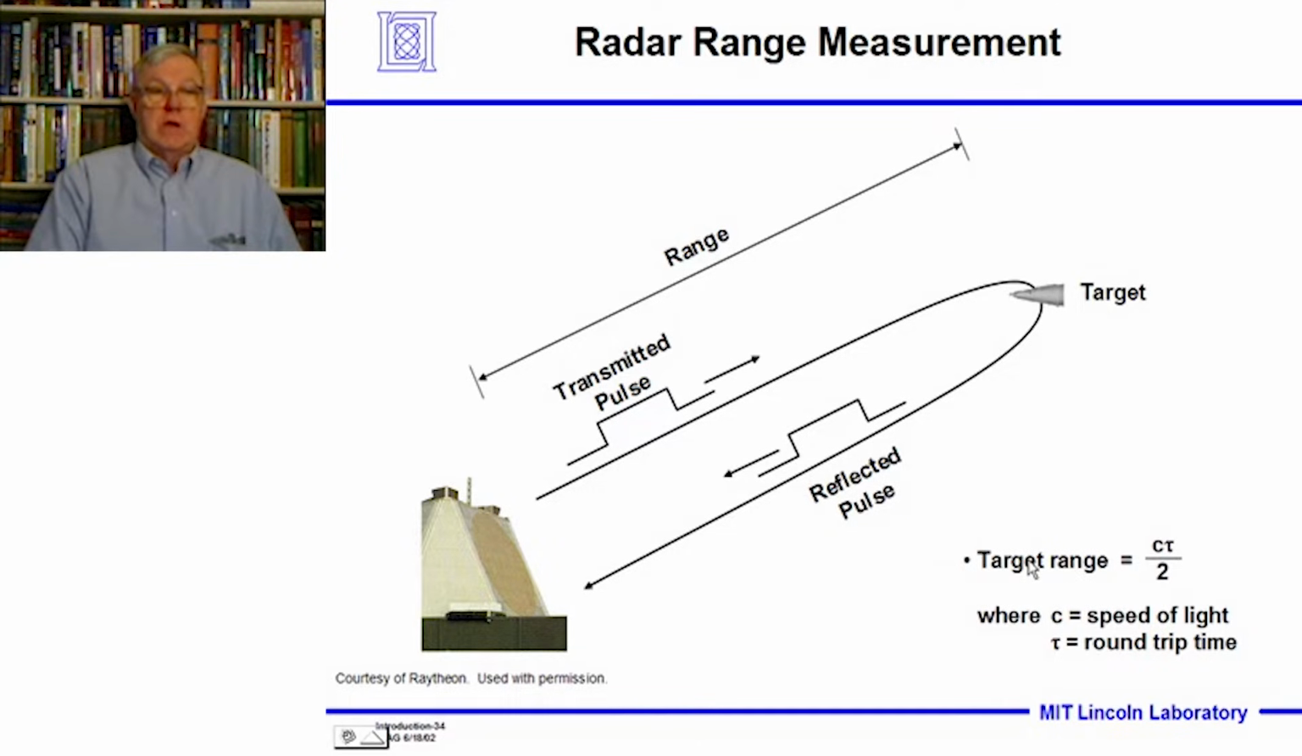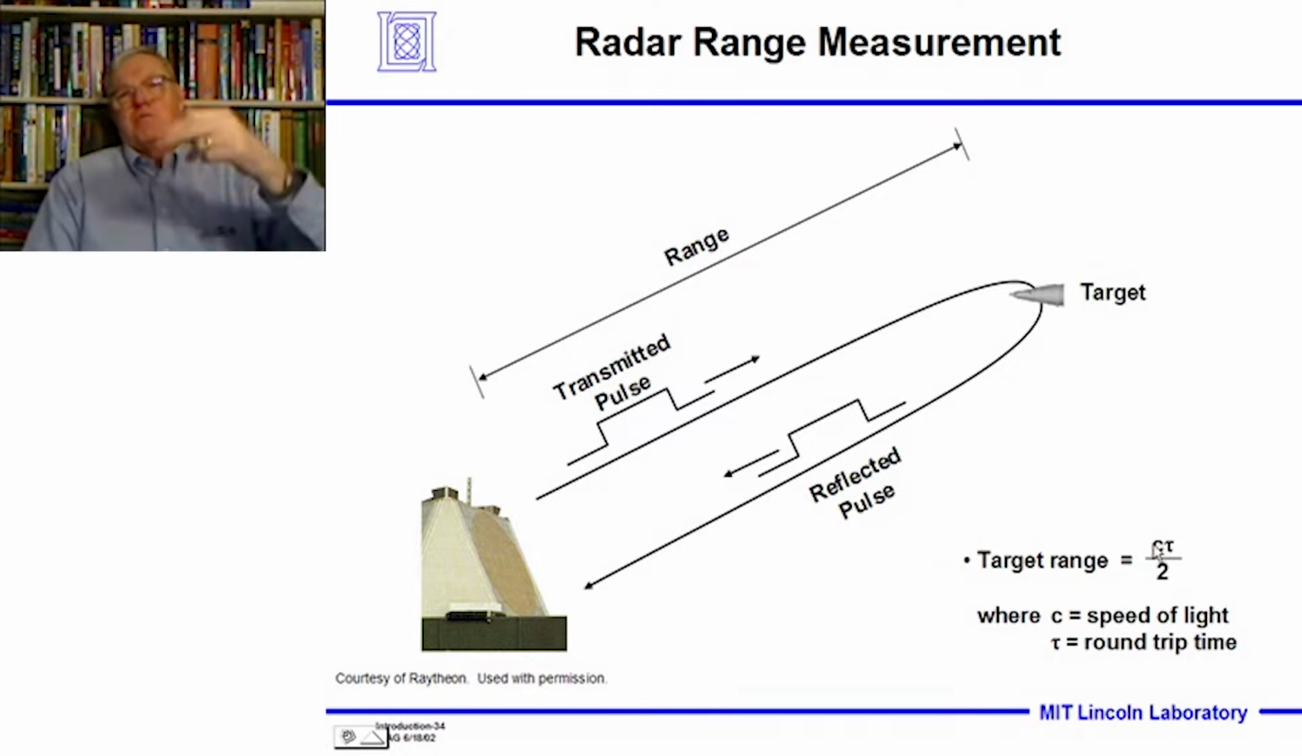Twice the range to the target is the speed times the round trip time, because that time is to go both ways. So the target range is the speed of light times the echo time, the time from when the transmitter goes on until the echo comes back, that round trip time, divided by 2. There's a factor of 2 in there.